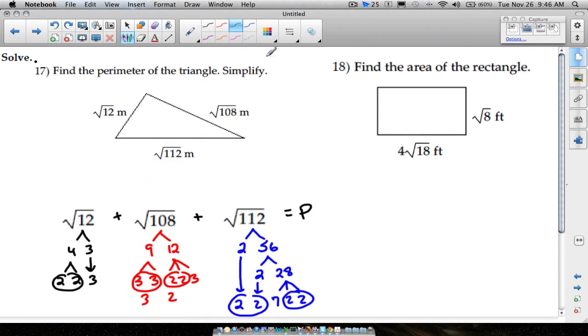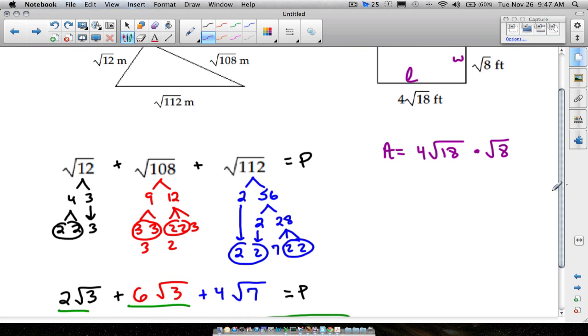Number 18 over here on the side. Find the area. Remember, the area is going to be length times width for a rectangle. So area equals, take your length, 4 square root of 18, times your width, which is the square root of 8. And there's two approaches that you can take here.